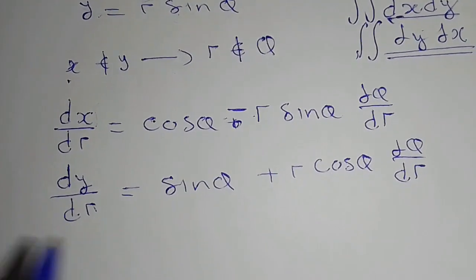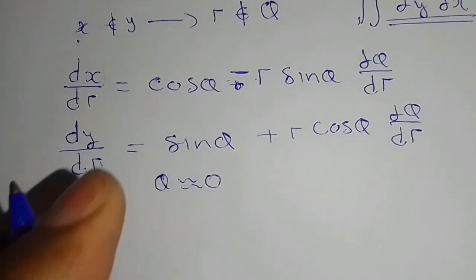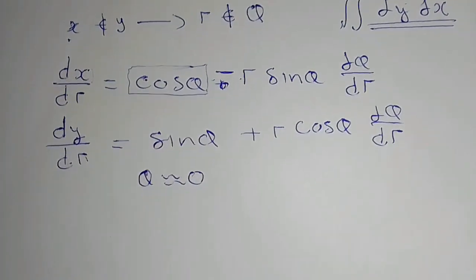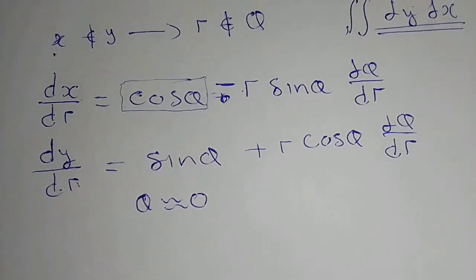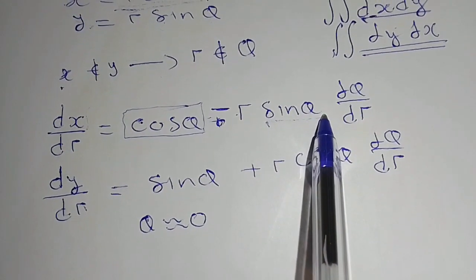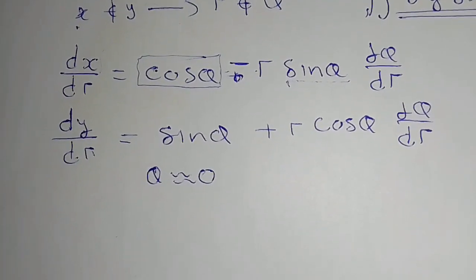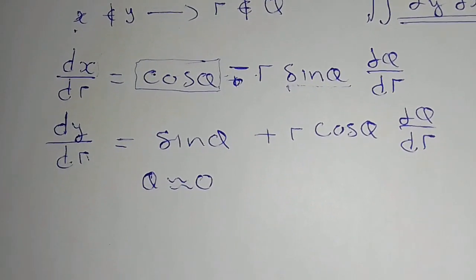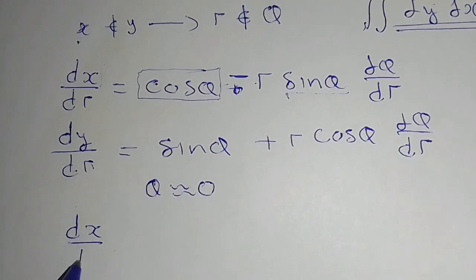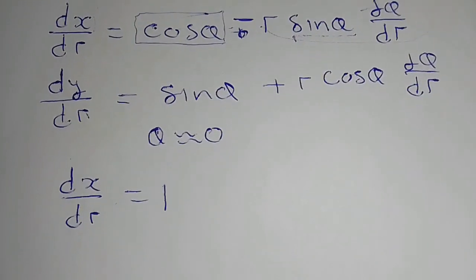Now, what happens is that we're going to evaluate it as theta approaches 0. What happens when theta approaches 0? Cosine theta will approach 1, because as the graph of cosine gets to 0, it approaches 1. And sine will approach 0. Sine of 0 is just going to be 0. So dx dr will be equal to 1, because 0 multiplied by the whole of this will just be 0.